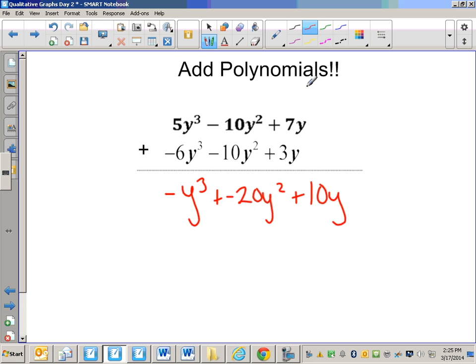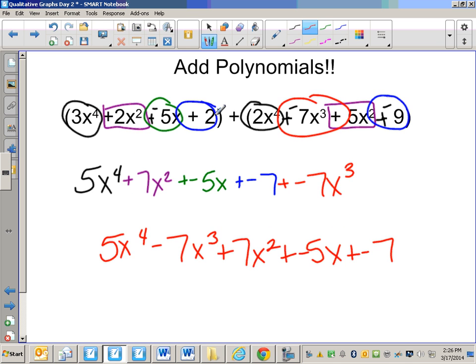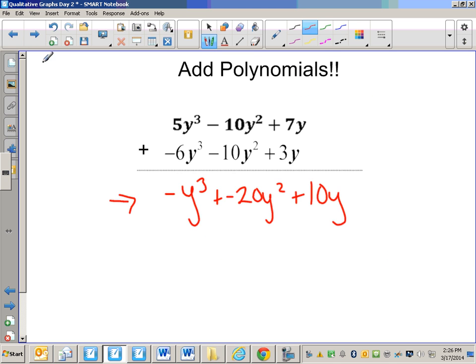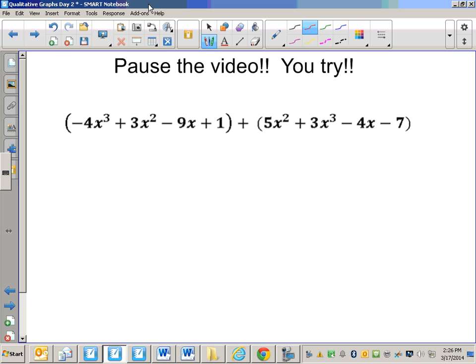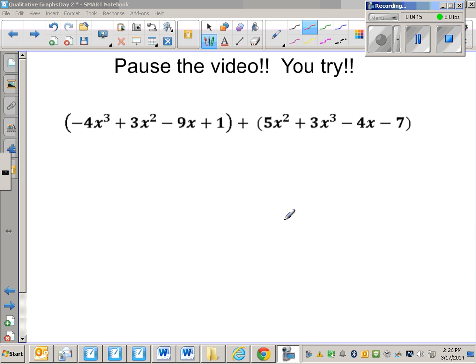So to organize a problem may take a little bit longer to set up this way, but it makes your answer a little easier to find. So you can either stack them like this, or you can use them horizontally like this. Doesn't matter, whichever way works best for you. So at this point, I want you to pause the video and try this problem on your own, and then unpause the video when you're done, and I will go over the problem.